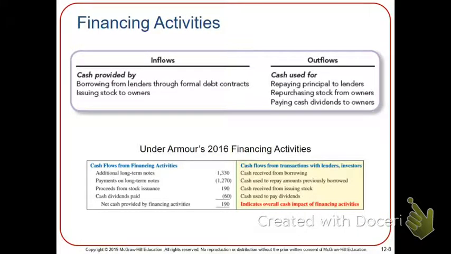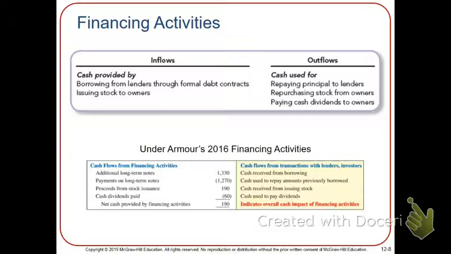And remember I said you never know how they came up with the amount. This is a perfect example. If you look at the cash flows provided by financing activities, they borrowed money, then they paid back money, then they issued stock, and then they paid a dividend, and they ended up with a positive cash inflow of $190 million. So they actually paid back a loan and they paid dividends, but because of the other borrowings, they had a positive cash flow. So in financing activities, you really don't know what's going on until you go in there.